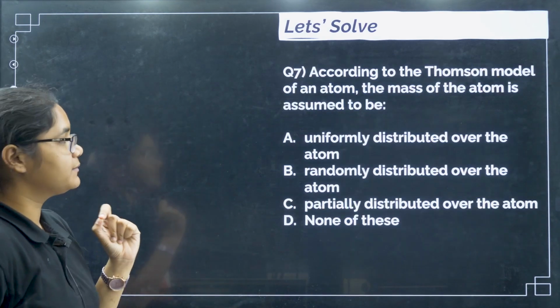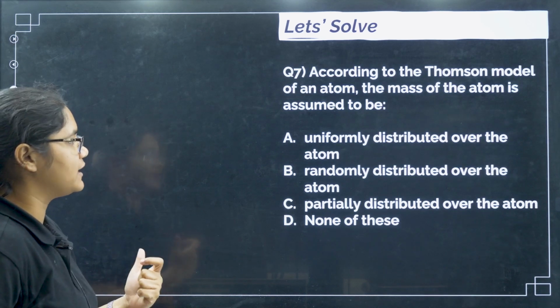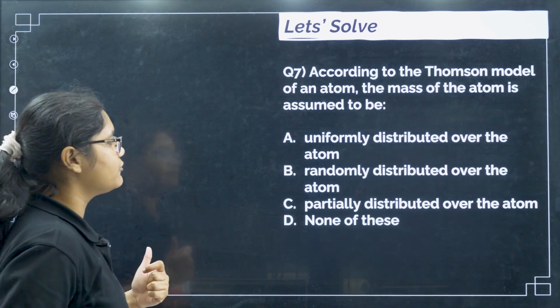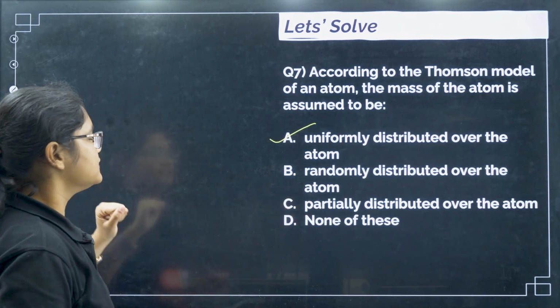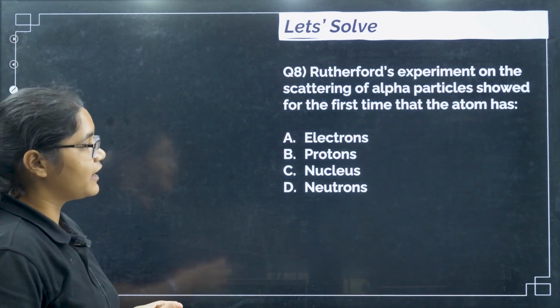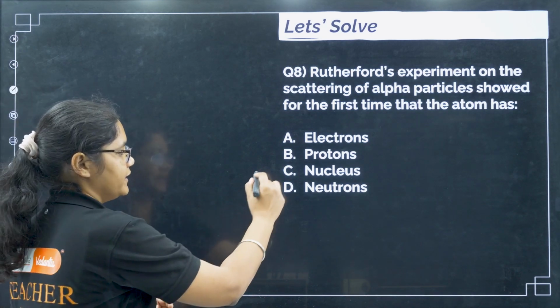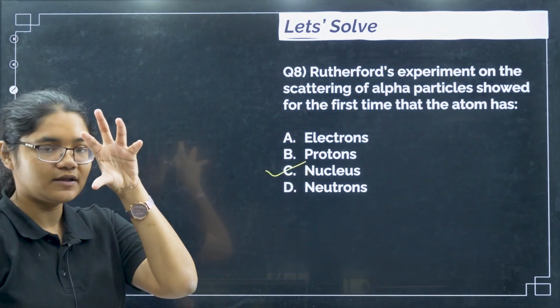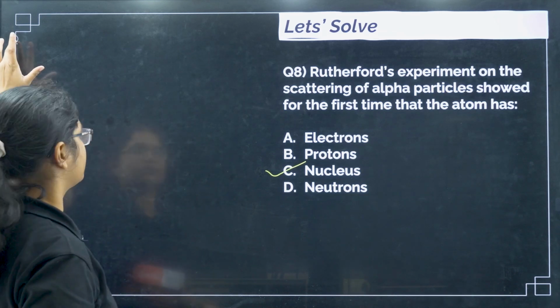Okay, next question number 7 here. According to Thomson's model of an atom, the mass of an atom is assumed to be uniformly distributed over the atom. Okay, uniformly distributed. So that is why option number A. Rutherford's experiment on scattering of alpha particles showed for the first time that the atom has a nucleus. Okay, Rutherford told that there is a positively charged dense sphere at the center, that is the nucleus.